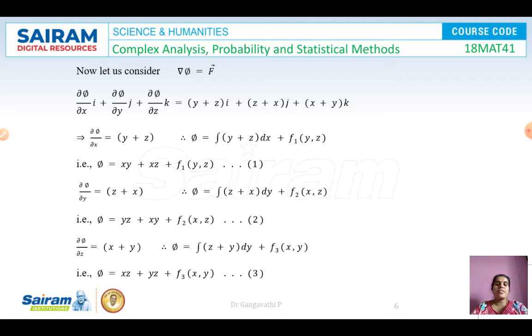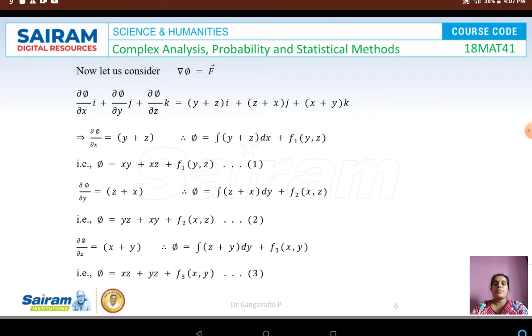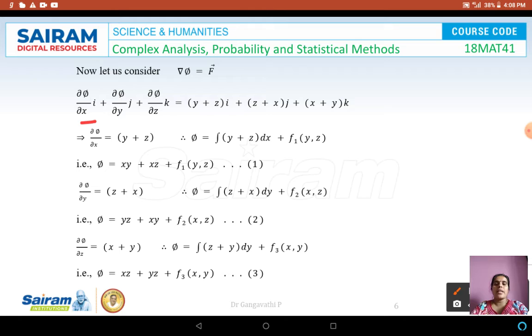So vector f has been given by (y plus z) i plus (z plus x) j plus (x plus y) k cap. Whatever f was given, the same f we have taken. Now observe, compare both the i components, j components and k components on both sides. You can observe del phi by del x here is the i component. On the other side, the i component is y plus z. So consider del phi by del x is equal to y plus z.